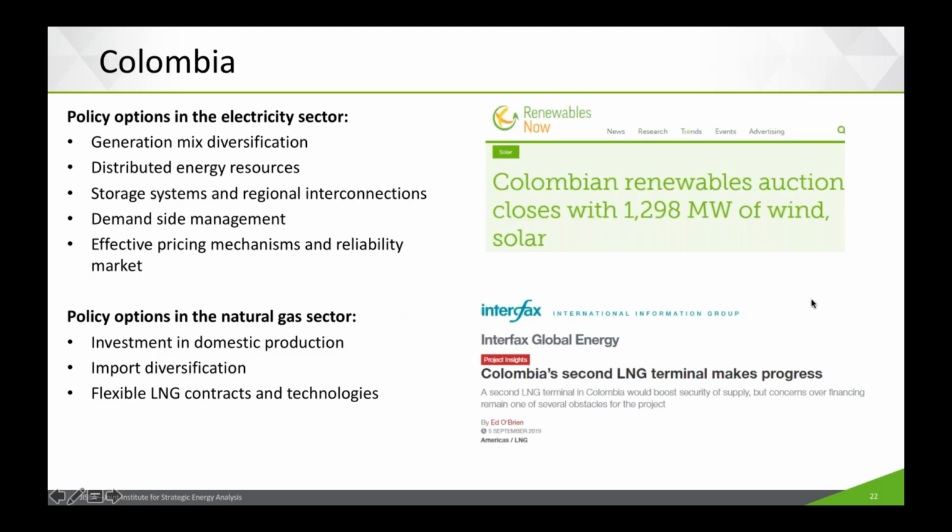So here we show some policy options in both the electricity and natural gas sectors. I would like to highlight the importance of generation mix diversification in Colombia and effective pricing mechanisms in the electricity sector. XM is working hard to find new ways to define markets for flexibility, reliability, and resiliency. So they're working hard to make sure the electricity market is prepared for the next changes in the country. In the natural gas sector, import diversification and flexible LNG contracts may also help the country to achieve greater flexibility.